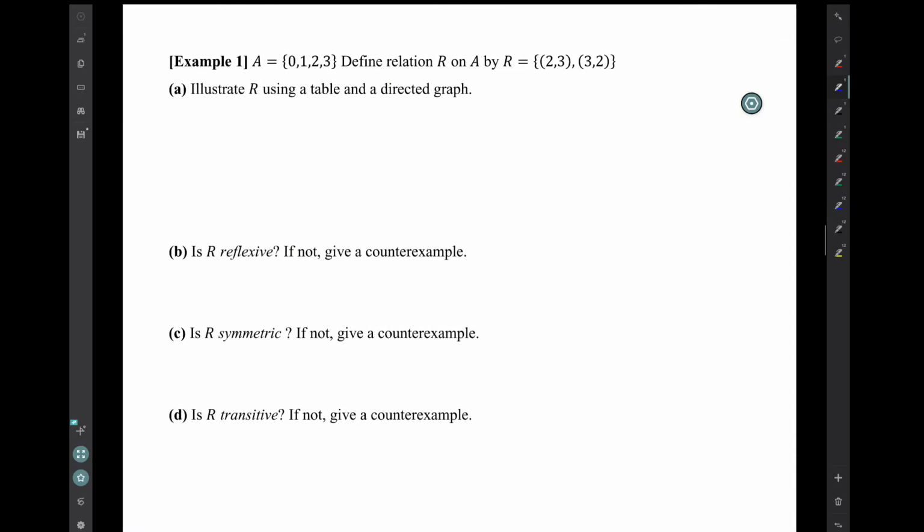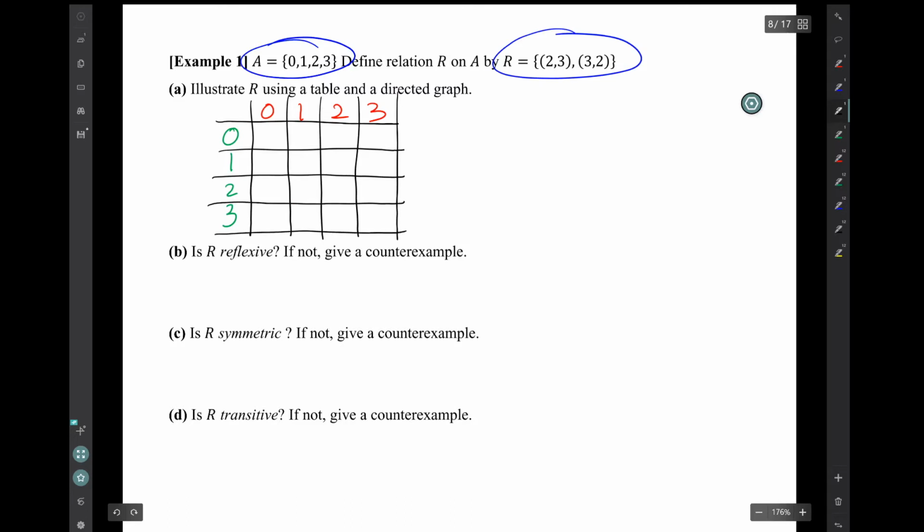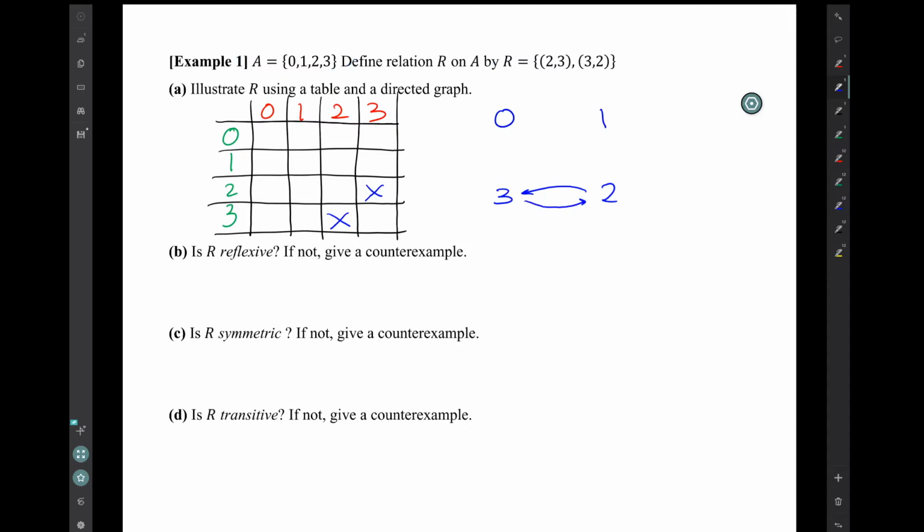So what we're going to do today is a bunch of examples where we consider relations and figure out what properties they have. So the first examples will involve examples of relations on a set. Here we have a set capital A. It's those four numbers, 0, 1, 2, 3. And here's our relation. R is that set of ordered pairs. So let's illustrate R using a table and a directed graph. So there's a table for R and there's a directed graph for R.